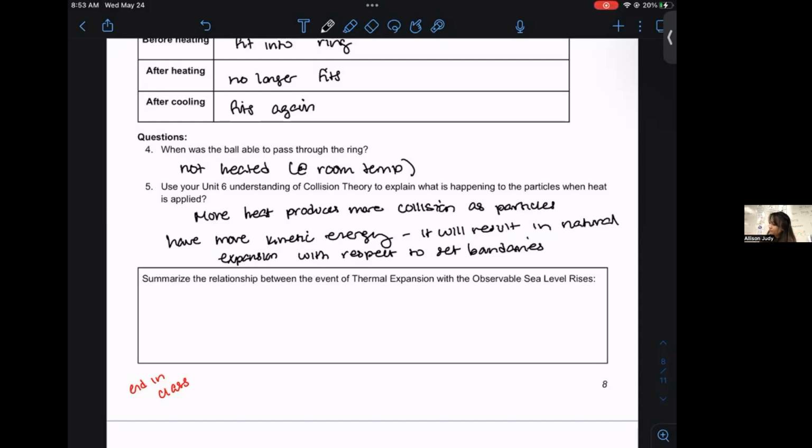As the water particles in the ocean heat up due to the heat being trapped in by greenhouse gases, they move and bounce around more, creating more space between each particle, expanding the ocean, causing sea level rise.